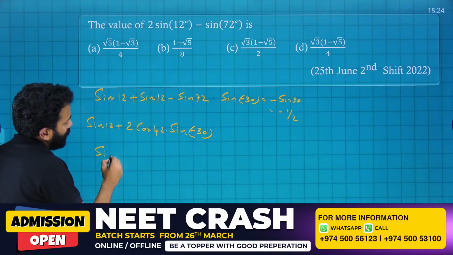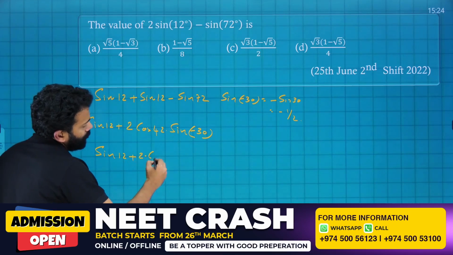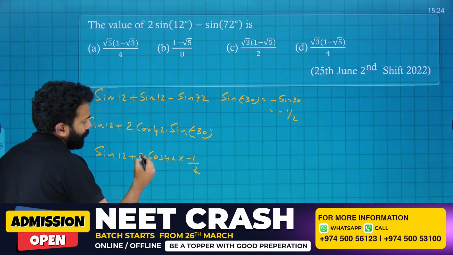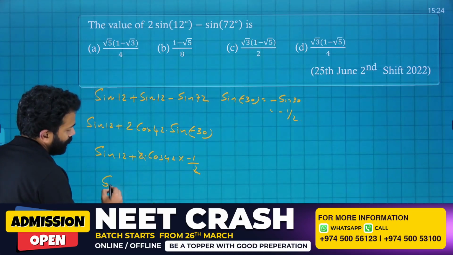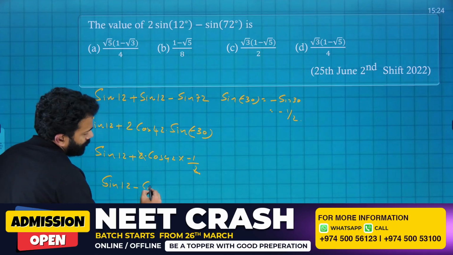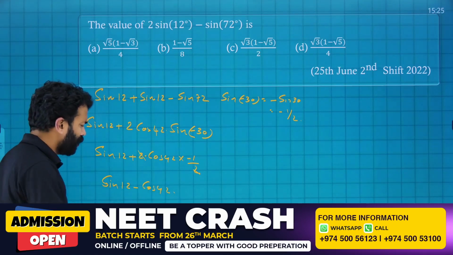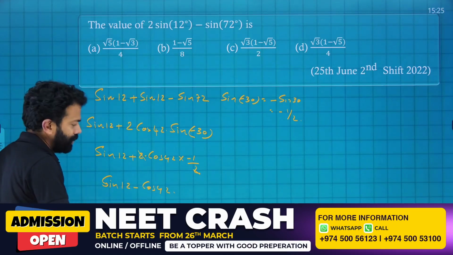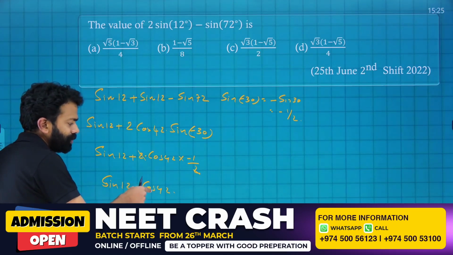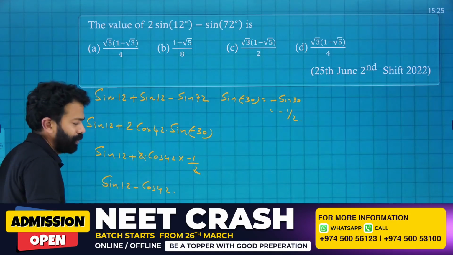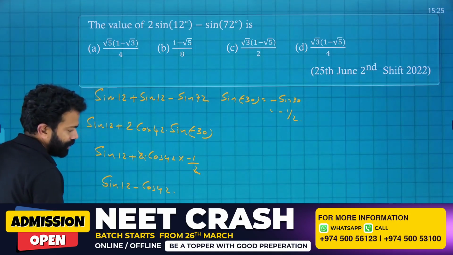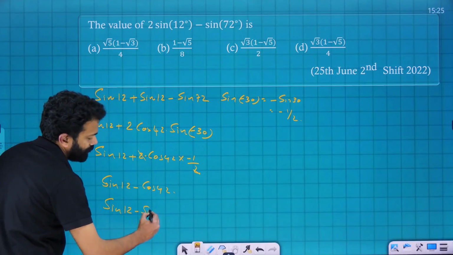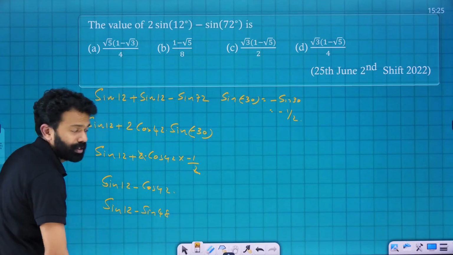Therefore, this becomes sine 12 plus 2 into cos 42 into minus 1 by 2. This and this got cancelled and becomes sine 12 minus cos 42. Now we have 2 different trigonometric functions. We can either convert this in terms of sine or this in terms of cos. It's up to you. So I'm converting this in terms of sine. Therefore, it can be written as sine 12 minus sine 48. I hope you know the technique.